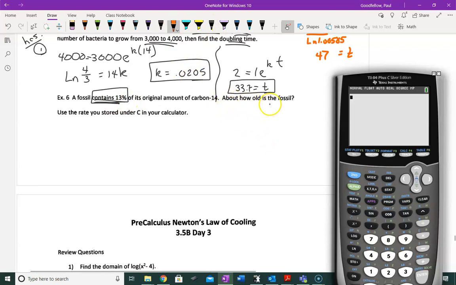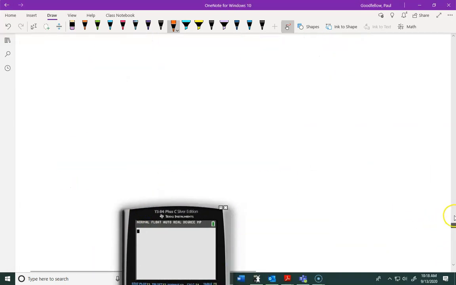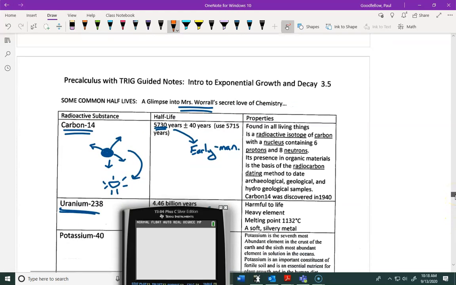How old is the actual fossil if only 13% of it is still around? Well, before you can even do this, you need to store your rate. Use the rate you stored in your calculator. We may have stored it earlier, but I'm just going to go back to the original concept that the carbon-14, I'm just going to go up here to find its number of years. I think it's 5,715 years. There it is right there.